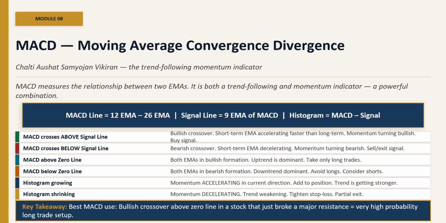Shrinking histogram. Momentum decelerating. Tighten stops or take partial profits. The best MACD use case: a bullish crossover above the zero line in a stock that just broke major resistance with high volume. Triple confluence. Momentum trade breakout equals a very high probability long trade.